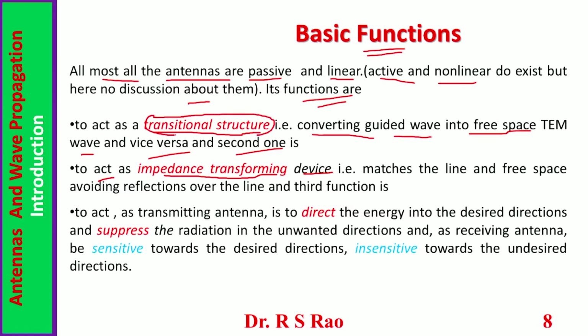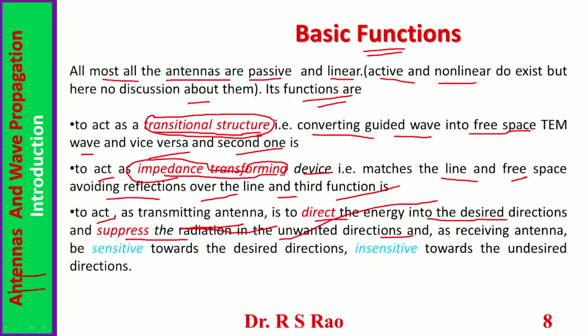Transitional structure is one function. Impedance transforming device is another function, by matching the line and free space, avoiding reflections over the line. And the third function is, as a transmitting antenna, to direct the energy into the desired directions and suppress the radiation in the unwanted directions. And as a receiving antenna, sensitive towards the desired directions, insensitive towards the undesired directions.